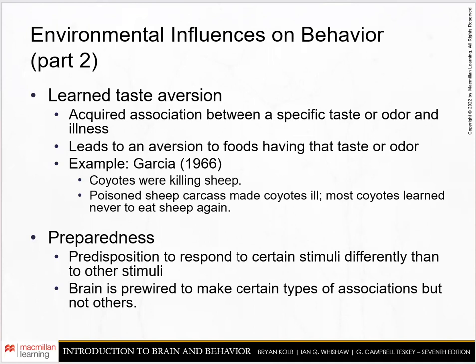Then there's also this concept of preparedness. This is a predisposition to respond to certain stimuli differently than other stimuli. The brain is pre-wired to make certain types of associations but not others, which again, I think, is just interesting to think about. This is associated with some of the learning theories. It can be used to help account for some complex behaviors. For example, if two rats are paired in a small box and exposed to a mild electric shock, they'll immediately fight with each other, even though neither was responsible for the shock. In this case, the rat brain is predisposed to associate injury with nearby objects or other animals, rather than thinking, oh, this is from an electric shock.